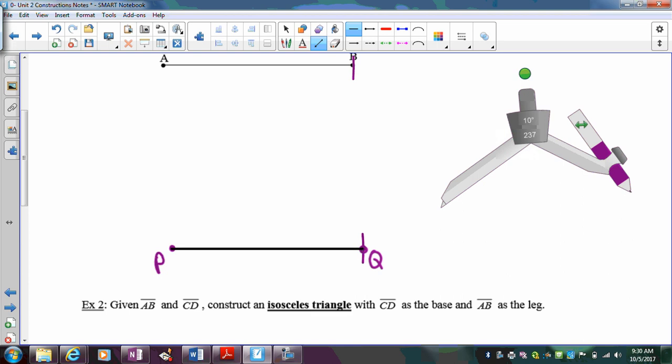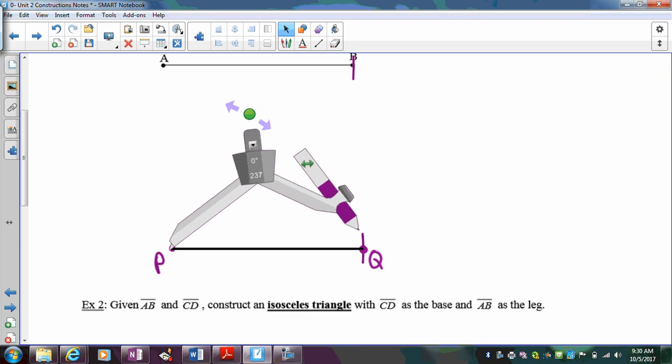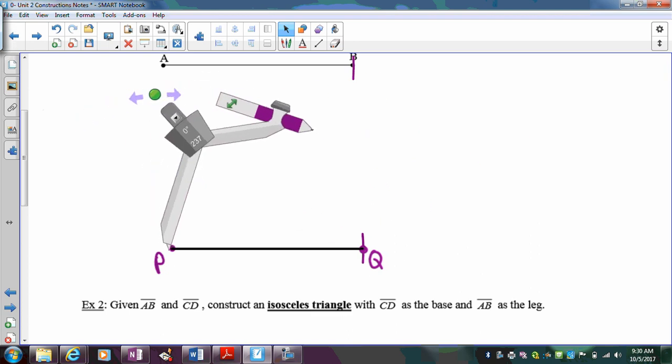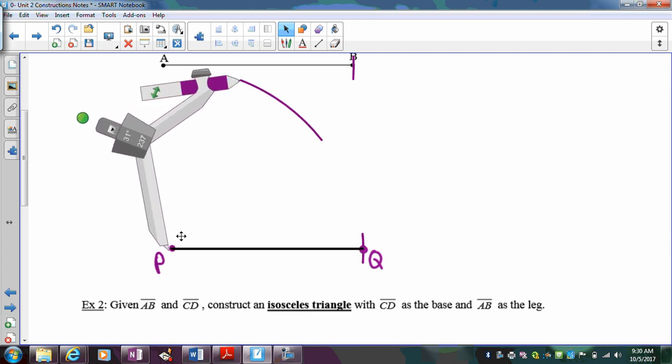So from here, I need to copy two more segments that are the same length as AB. So what I'm going to do, one segment has to come from point P, one segment has to come from point Q, but I have to make sure I know where the intersection of the arcs are going to be, so that I'm making sure that my third point keeps the distance the same from P as it does from Q. So what I'm going to do is I'm going to take my compass. It's the same length, remember? And I know that it's going to intersect somewhere up here. So what I'm going to do is I'm going to make a larger arc. I don't know exactly where, but any point on this arc is the same distance as A to B.